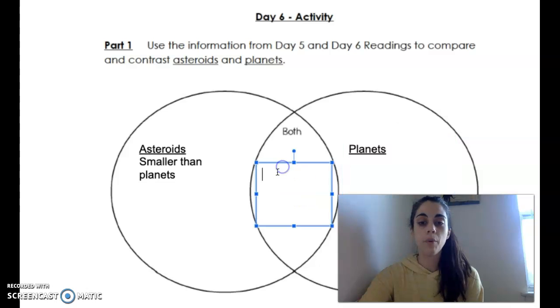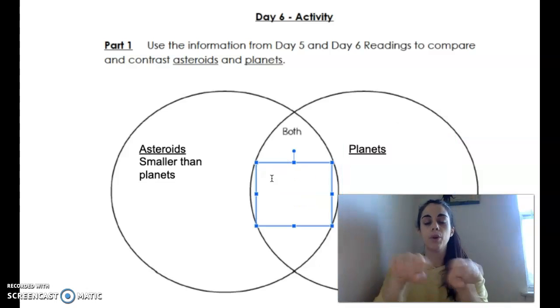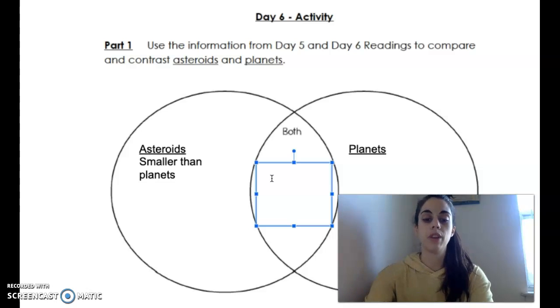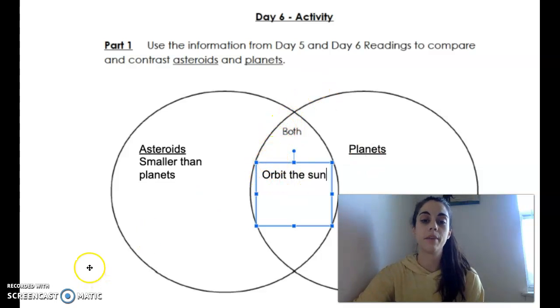Okay, great job. Now we're going to think about what's the same. We're going to compare. What's something similar that both asteroids and planets have? I remember from yesterday's reading that both orbit the sun. Orbit the sun. What other things can you think of that are the same for asteroids and planets? Please add more examples. You can pause the video now and continue once you have more examples.